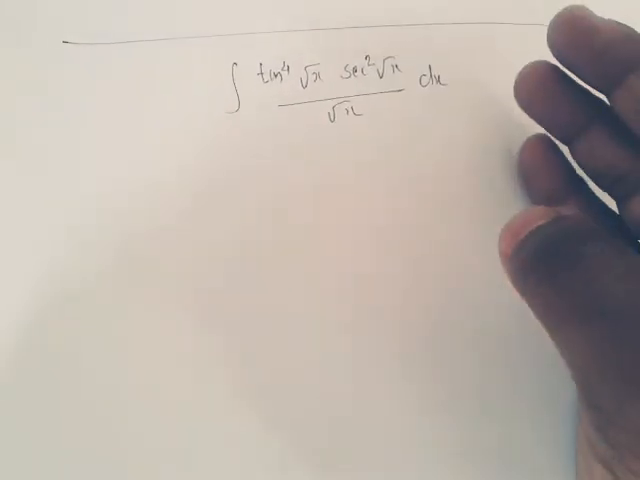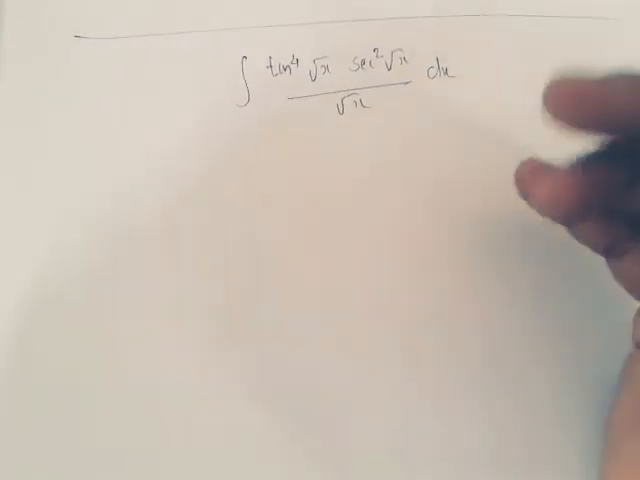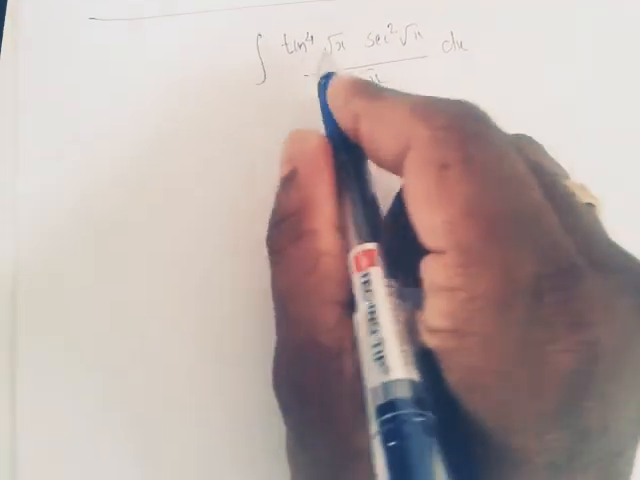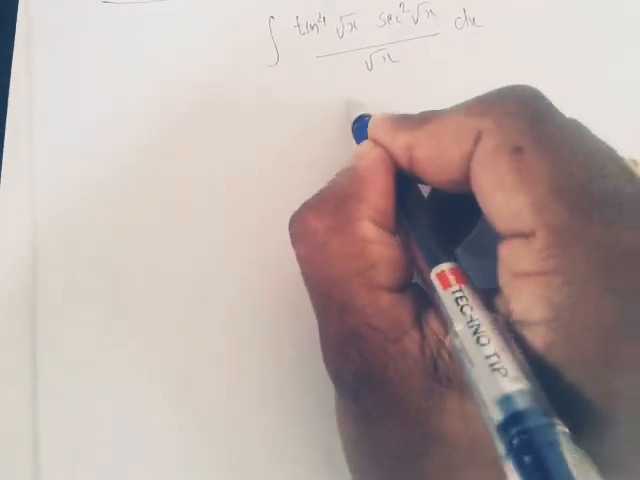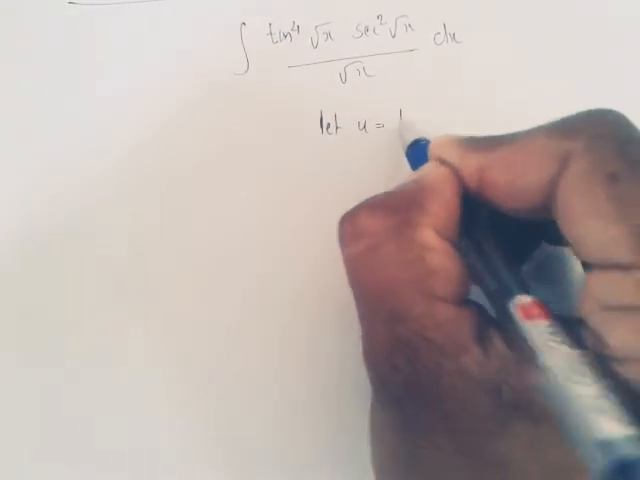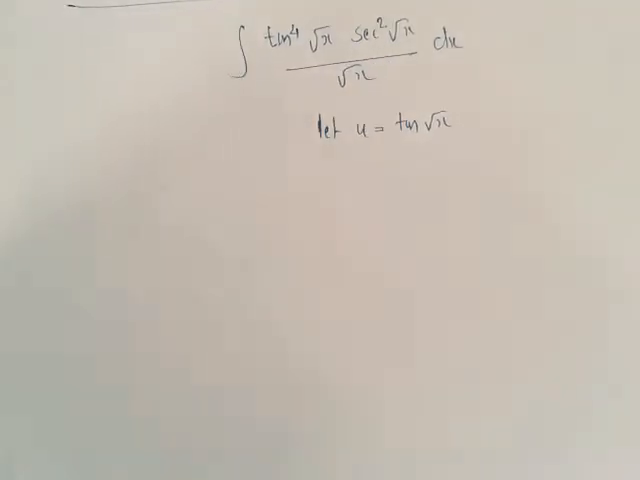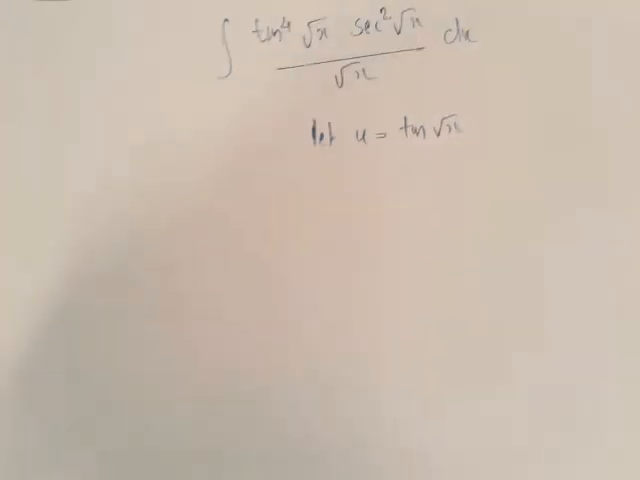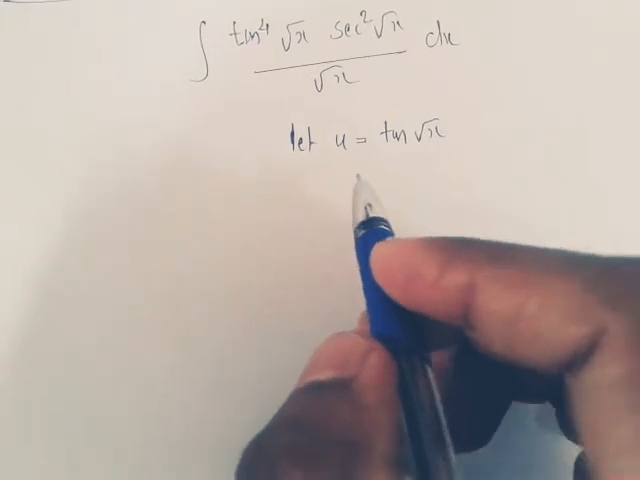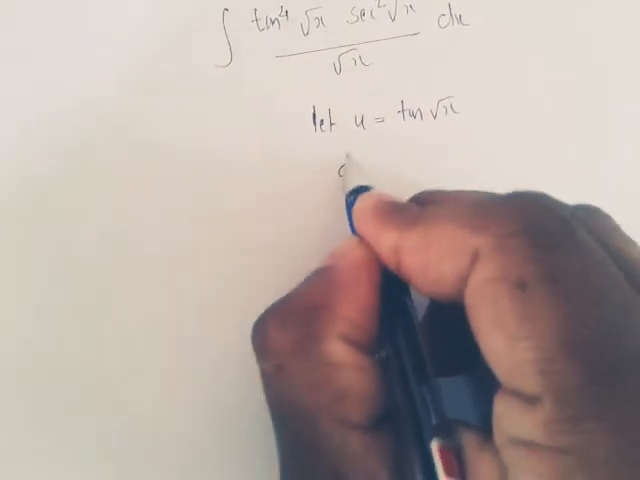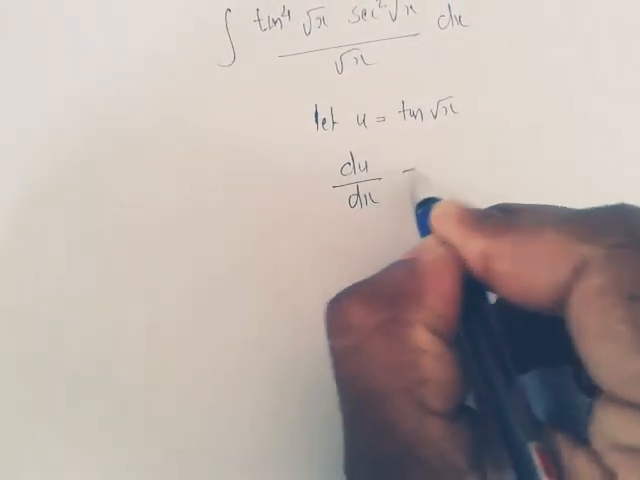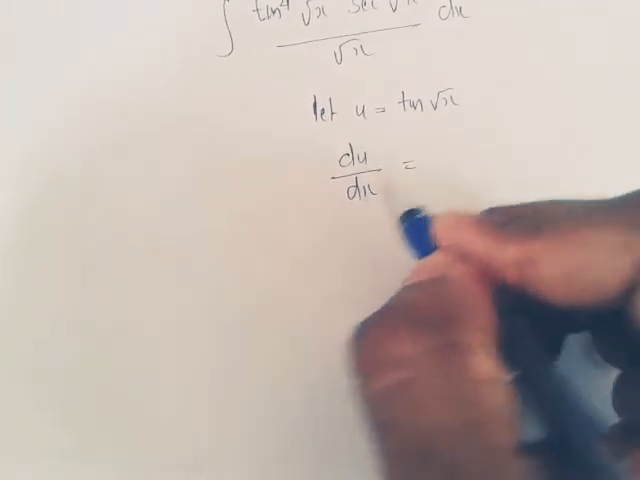So which term can I substitute? Many methods are there, and this is one of the methods. I'm going to substitute tan root x as u. So let u is equal to tan root x. Now it's time to take du by dx, differentiate both sides with respect to x.